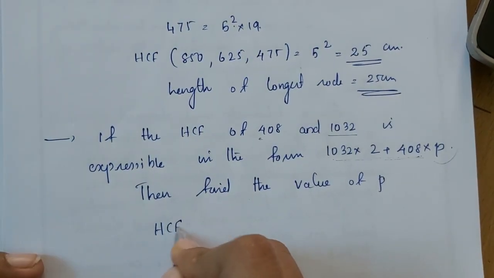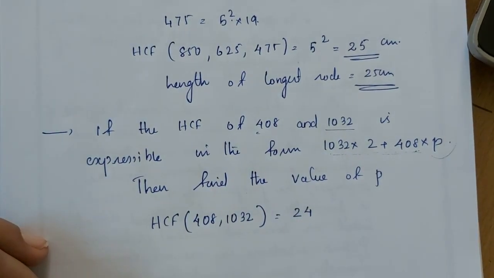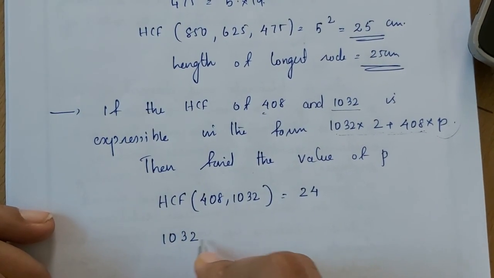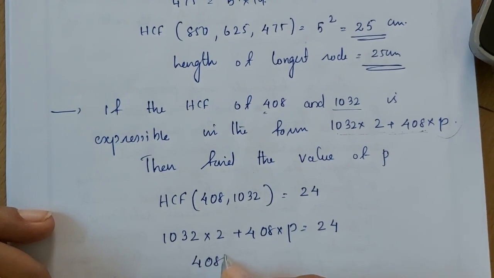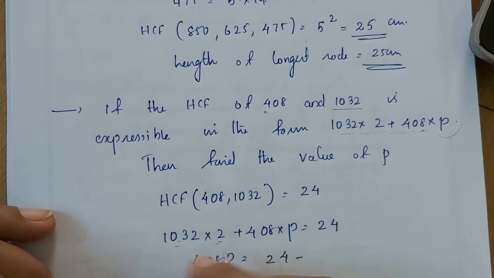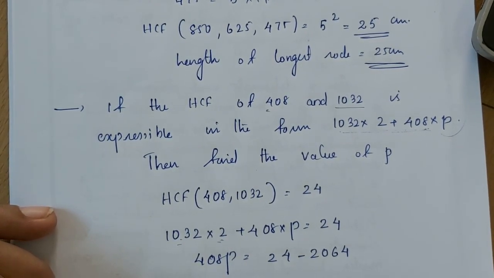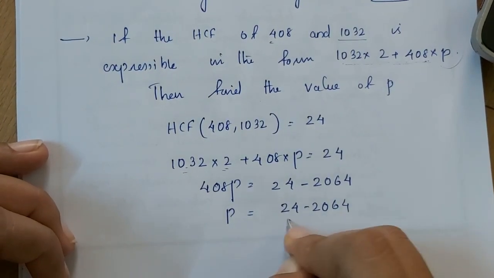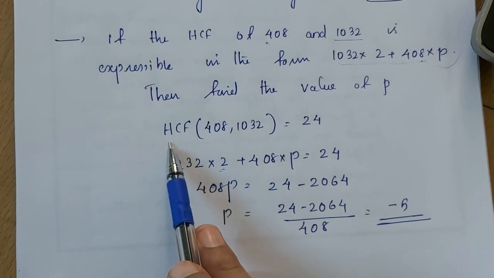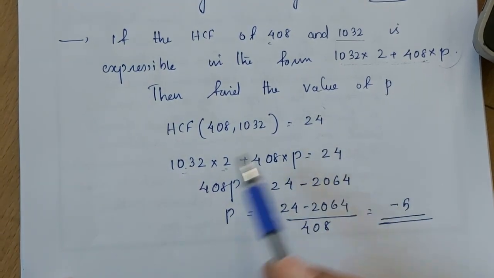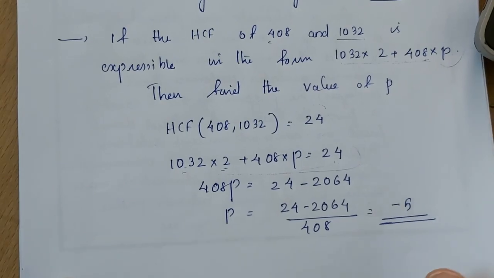Okay, first we have to find out the HCF of 408 and 1032. Based on Euclid's division lemma, we can find it as the value 24. So we can express this as 1032 into 2 plus 408 into P is equal to 24, and 408 P is equal to 24 minus 1032 into 2, which is equal to 24 minus 2064. P is equal to minus 2040 divided by 408, which is equal to minus 5. So we can find out the value P. First we find out the HCF of 408 and 1032 using Euclid's division lemma. Then we substitute the value in this expression, because this expression is equal to the HCF. Then we simplify it for the variable P.